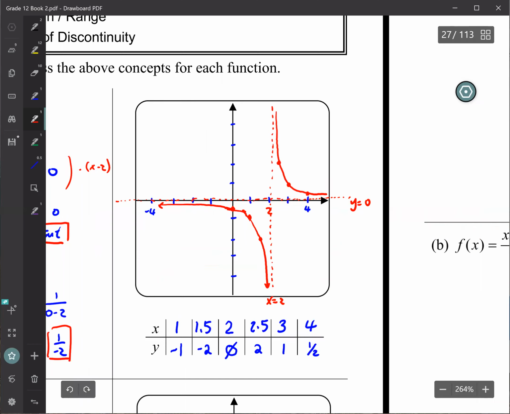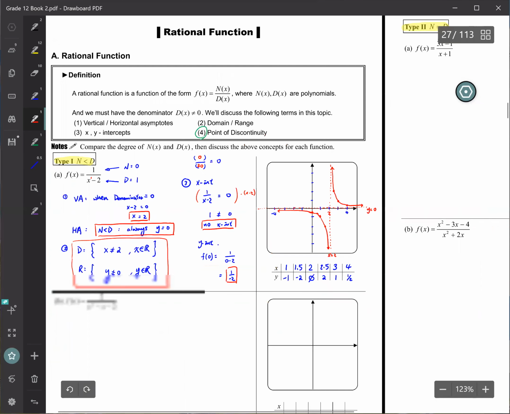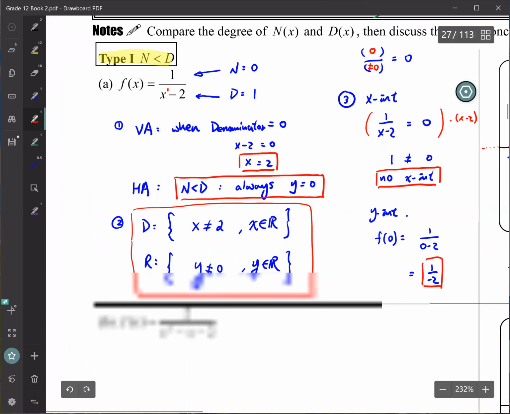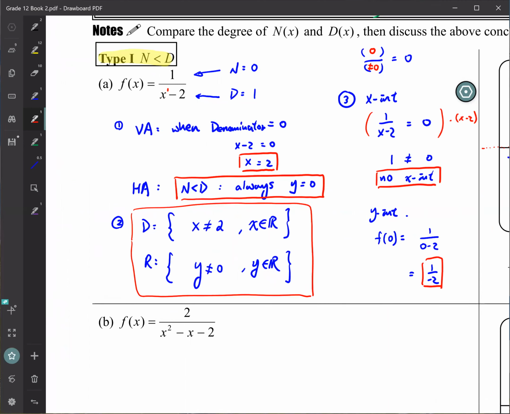So the reason why you have horizontal asymptote of y equal to 0 for type 1 is if x gets bigger and bigger, then eventually the whole answer will be close to 0. So that's why we say y equal to 0 is your horizontal asymptote.